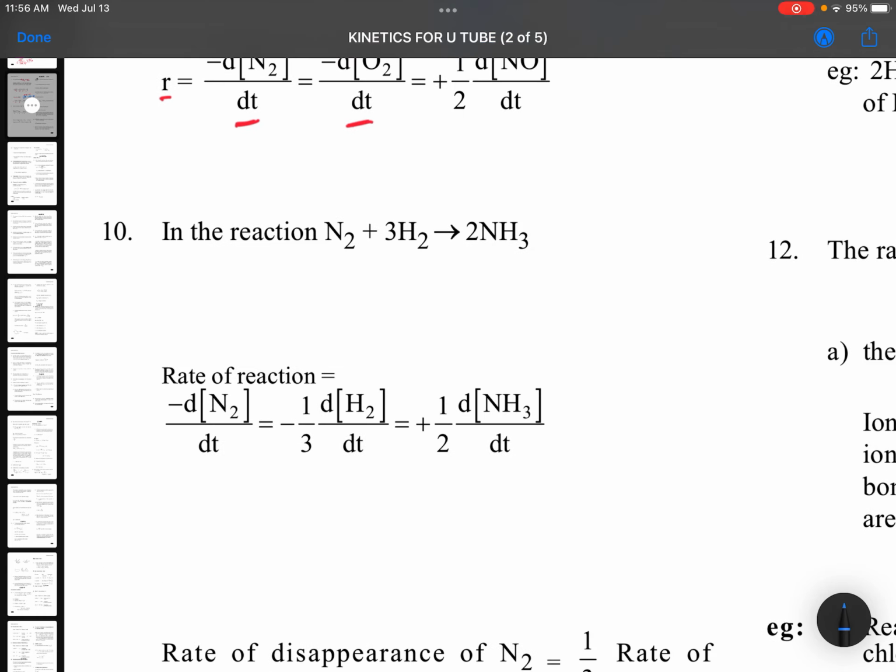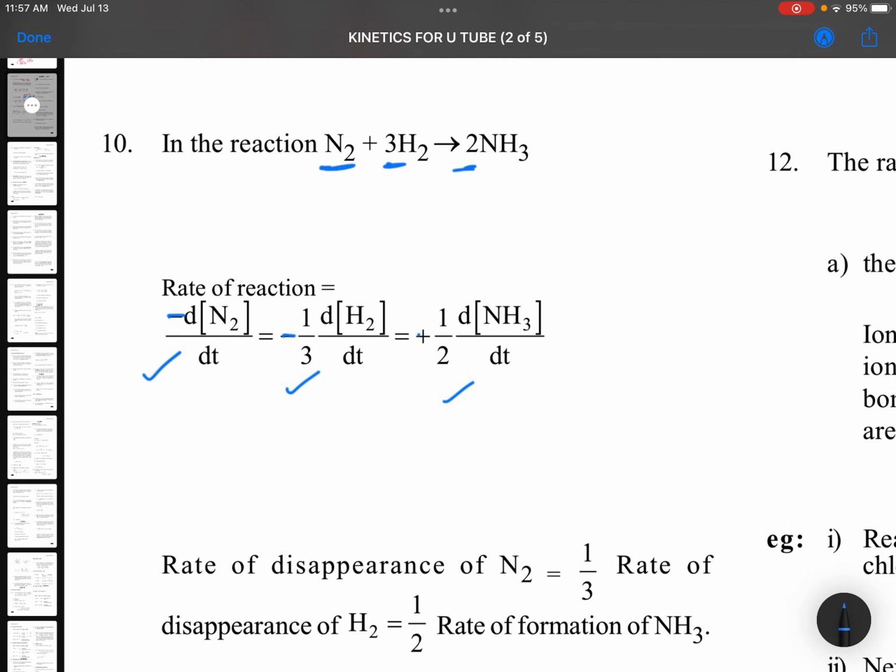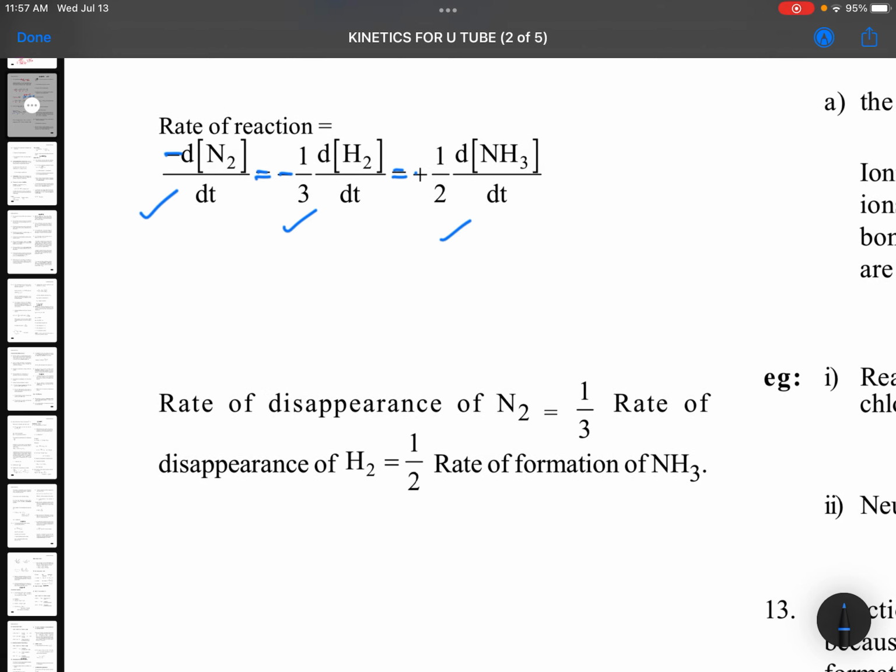In the reaction N2 plus 3H2 gives 2 ammonia, 1 mole is there, so we have written as it is. 3 moles are there, so 1 by 3. For both of these, the negative sign is there. And this is 2 moles, so 1 by 2. Here it is positive. And all must be equal. So the rate of disappearance of N2 is equal to 1 by 3 times the rate of disappearance of H2, which is equal to 1 by 2 times the rate of formation of ammonia.